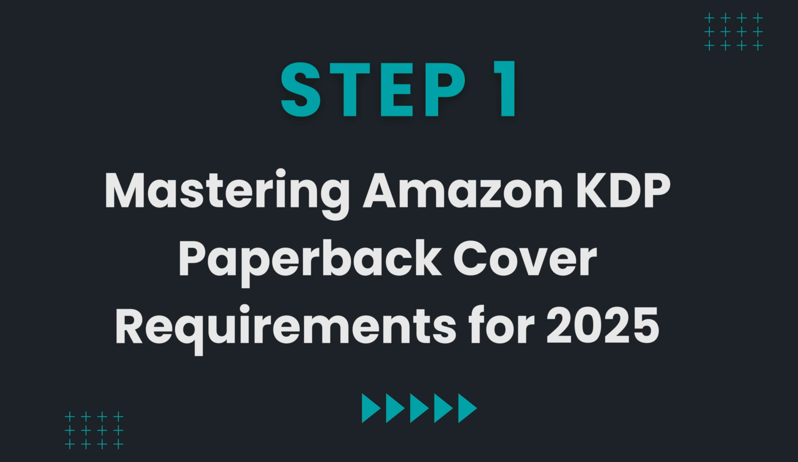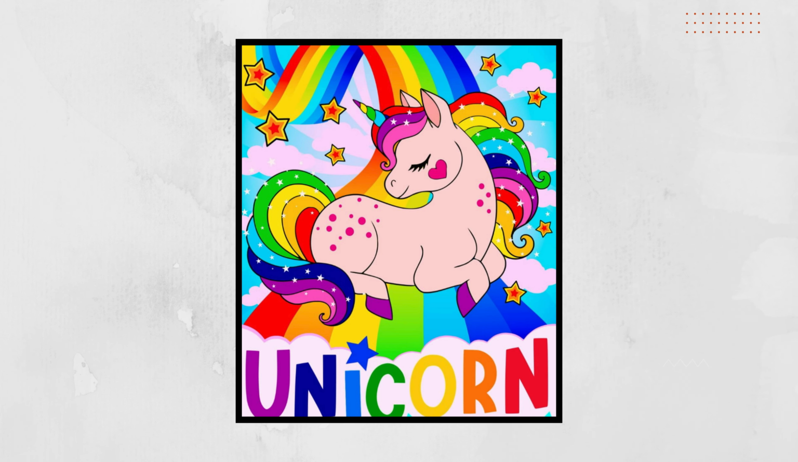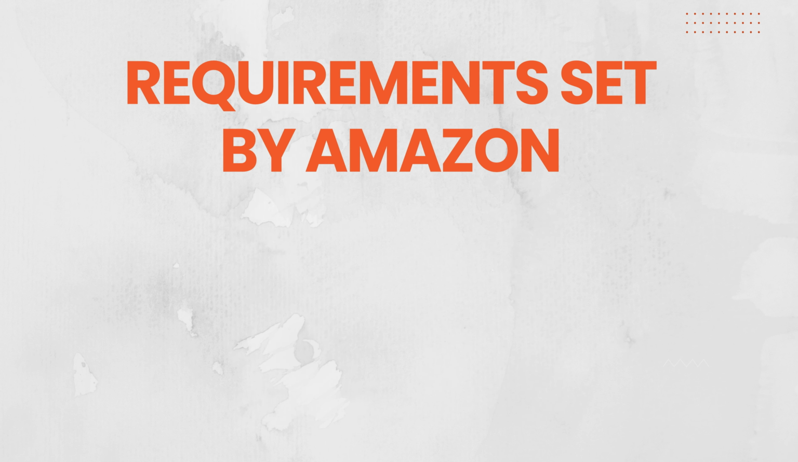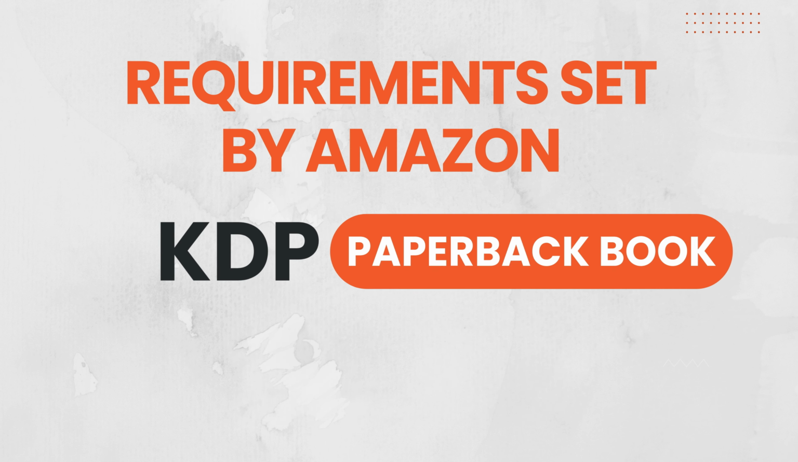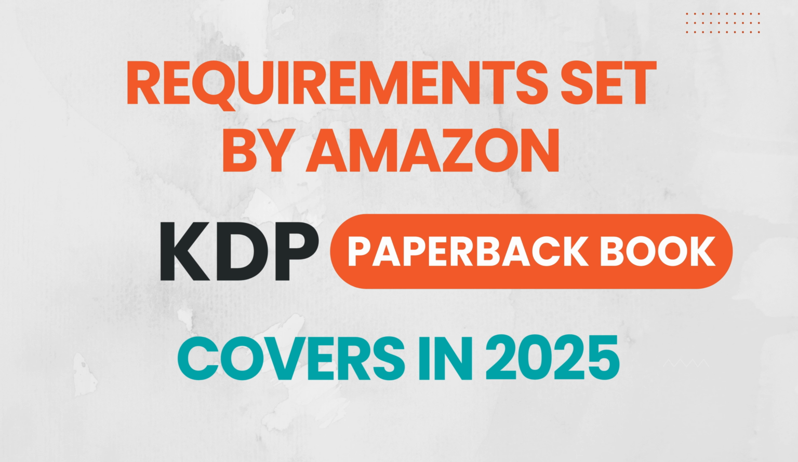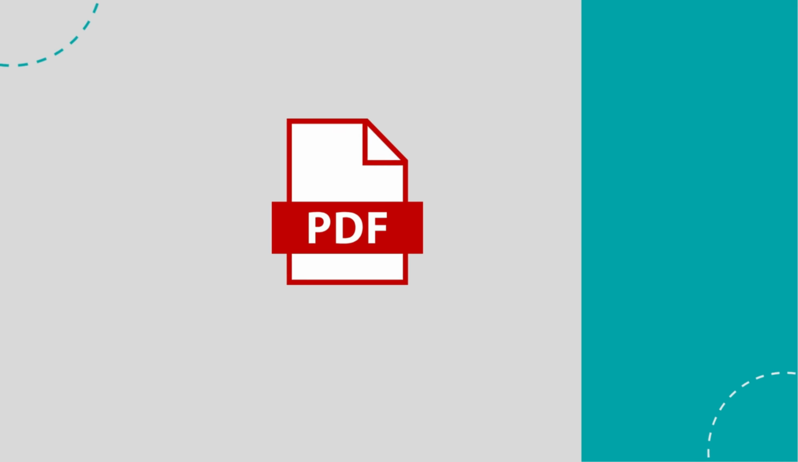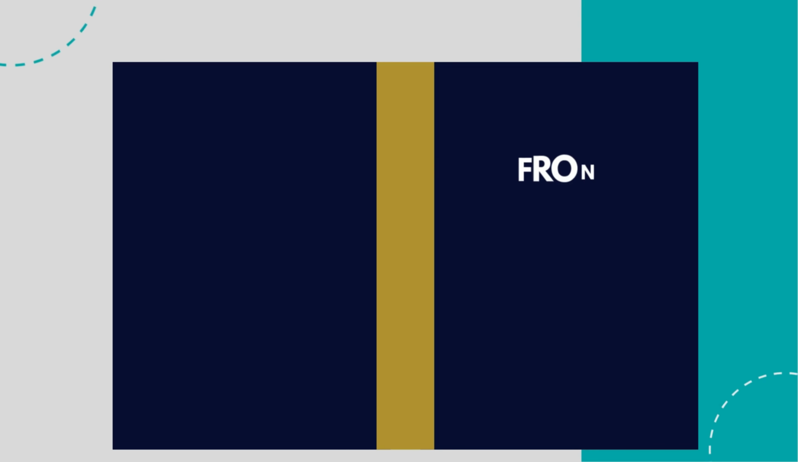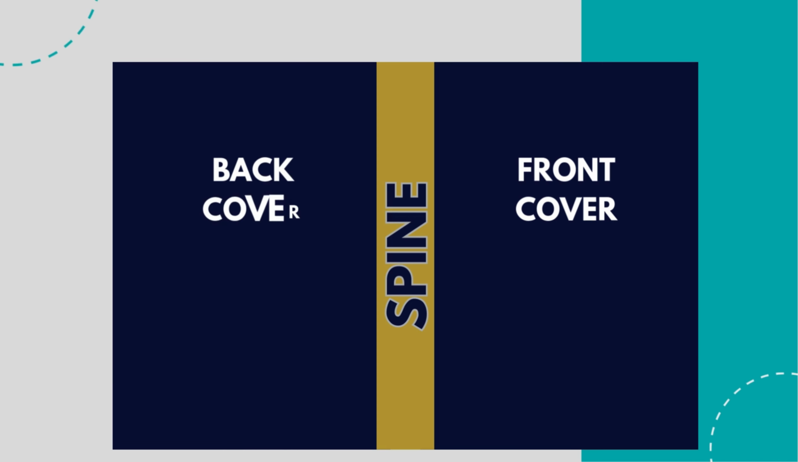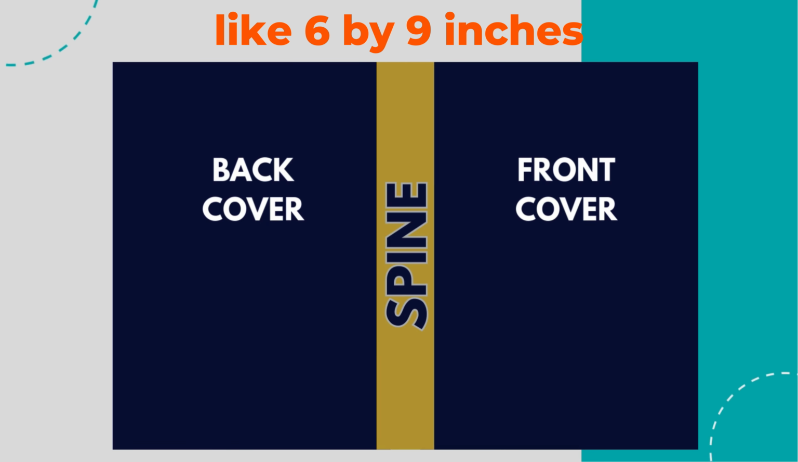Mastering Amazon KDP Paperback Cover Requirements for 2025. Before diving into the design process, it's crucial to understand the specific requirements set by Amazon KDP for paperback book covers in 2025. All paperback covers must be one single PDF file that includes 3 parts: the front cover, the spine, and the back cover, all side by side. The total size depends on your trim size, like 6 by 9 inches, your page count, and your paper type.